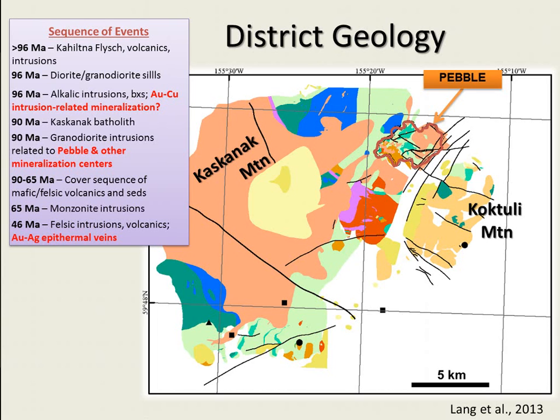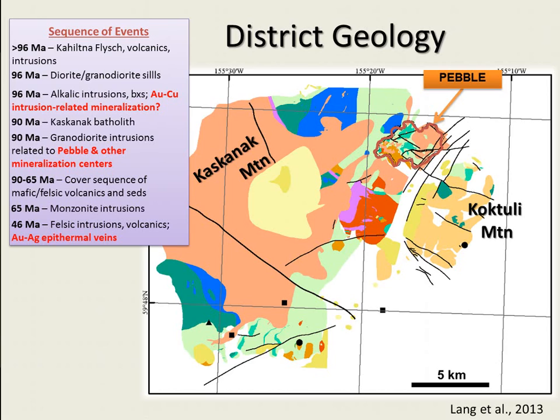So let's see, here's a map of the Pebble district, a geologic map of the Pebble district. The Pebble resource is outlined over here. Some geographic features include the Kaskanak Mountain to the west and then Koktuli Mountain over here in the east. Walking through the geology, the oldest rocks include sedimentary rocks, basalts, and related gabbroic intrusions that outcrop along the edges of Kaskanak Mountain.